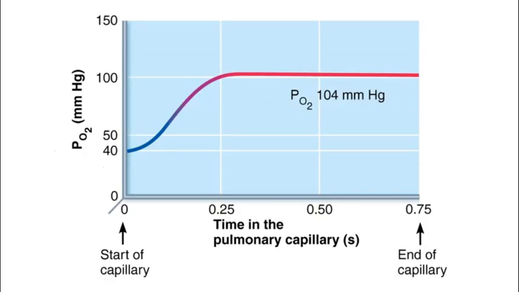So to show that visually with this graph, we see that it takes 0.25 seconds for blood oxygen levels in the pulmonary capillaries to reach equilibrium with the alveolar oxygen concentration of 104 millimeters of mercury. So even if blood were moving 3 times faster, hemoglobin would still be fully saturated with oxygen by the time it left the pulmonary capillaries. So why would it be moving faster? We see that it might be moving faster during exercise or during periods of increased physical activity.